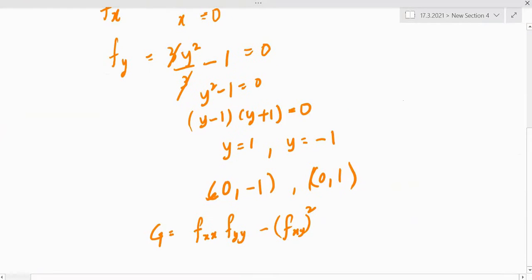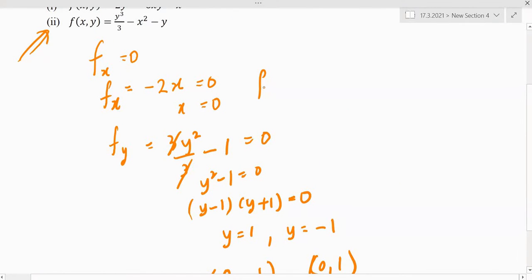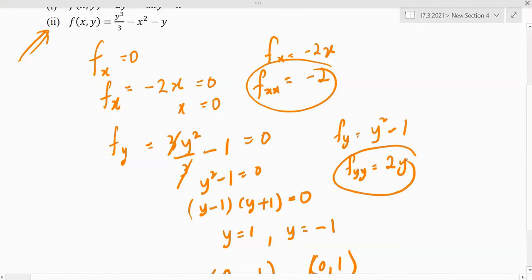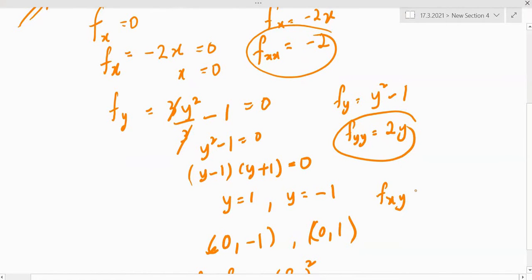Okay? So fxx will be negative 2, right? From here, fx is negative 2x. Then fy is y squared minus 1, so fyy will be 2y. Okay, you have this, and then you have to find fxy. So fxy will be 0.